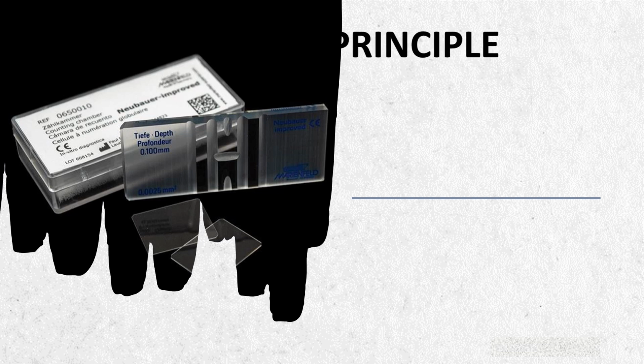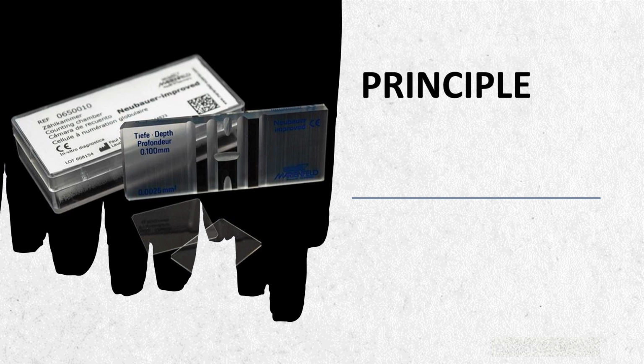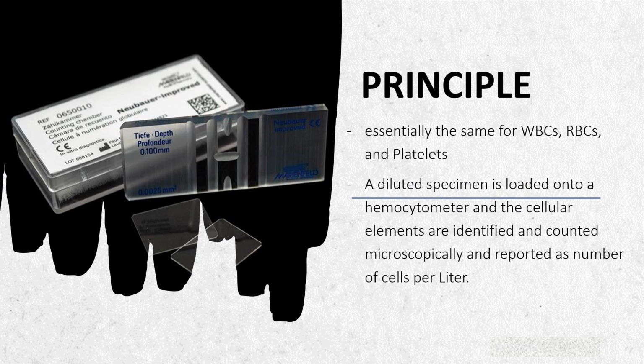Let us now proceed with the principle used in hemocytometry. Basically, the principle is the same for all cells that are counted. It is essentially the same for white blood cells, red blood cells, and platelets. The only difference comes in the dilution made, the diluting fluid used, and the area that is counted.